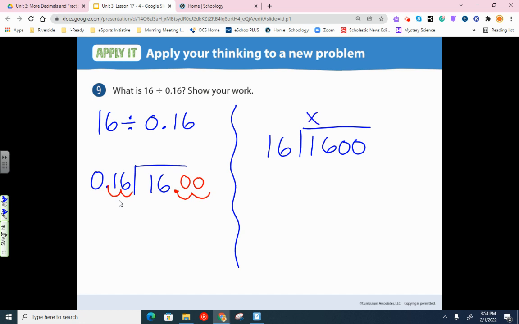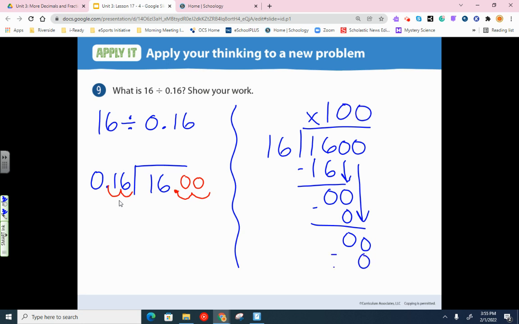16 doesn't go into 1, it goes into 16 once. Gives us a 0. We can't stop. Even though I have 0 here, we need to deal with these 2 zeros first. 16 goes into 0 0 times. Bring down another 0. 16 goes into 0 0 times. And our answer is 100. So 16 divided by 16 hundredths is 100.